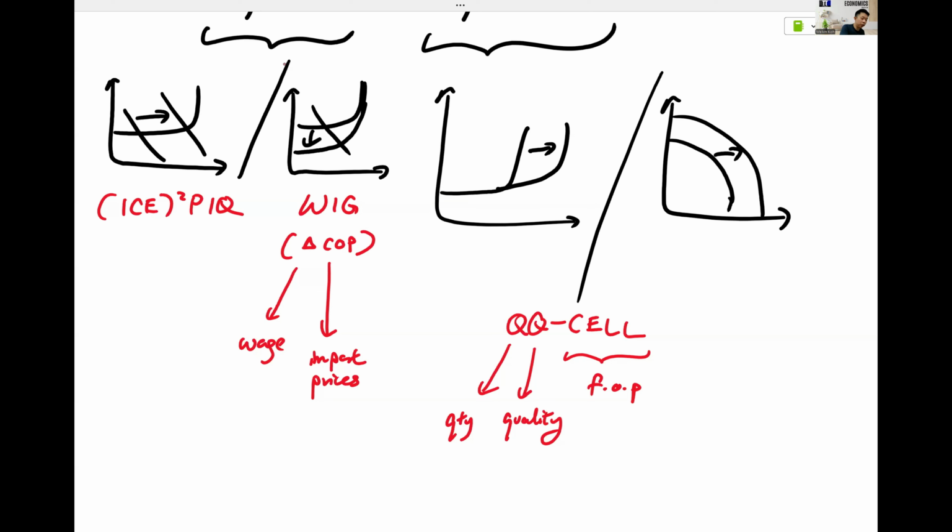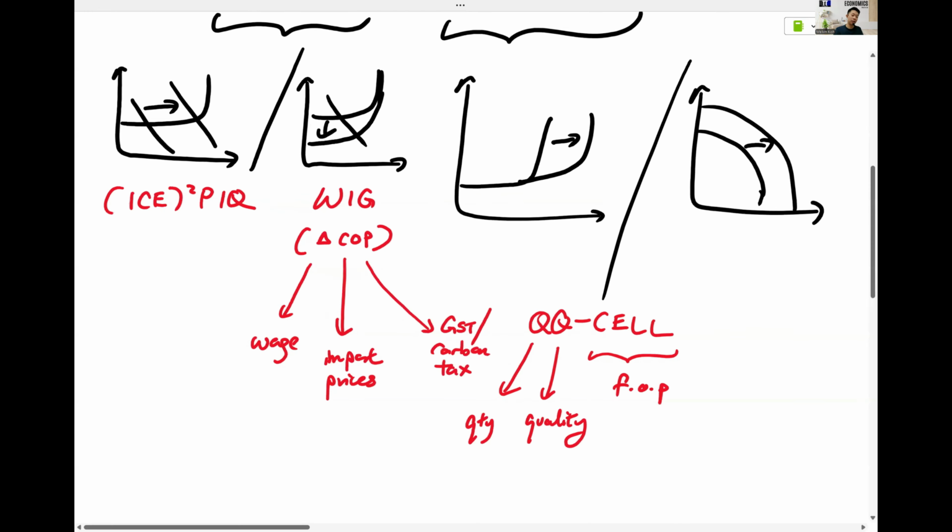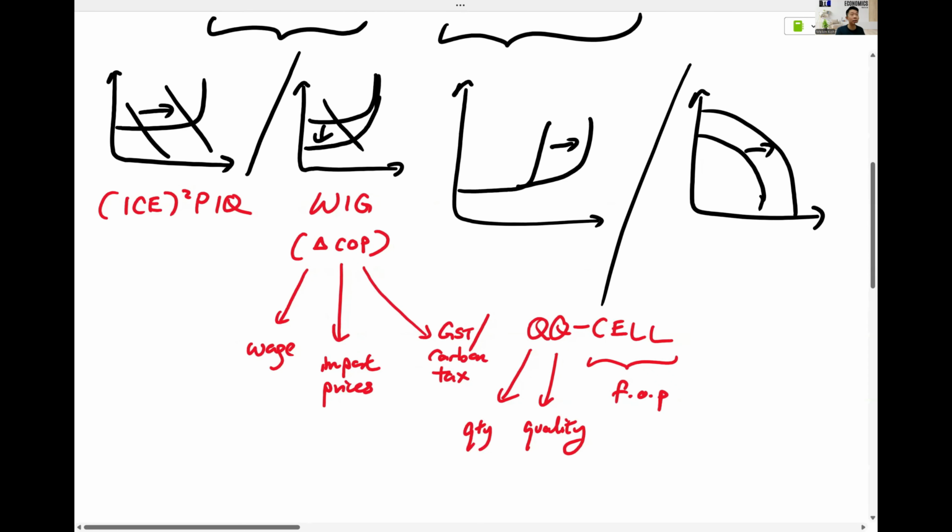G stands for GST and also carbon taxes. They affect your COP as well. Corporate tax, income tax, not inside here. That's why I wanted to call it G and not T for tax, in case you all put in some which are not relevant.